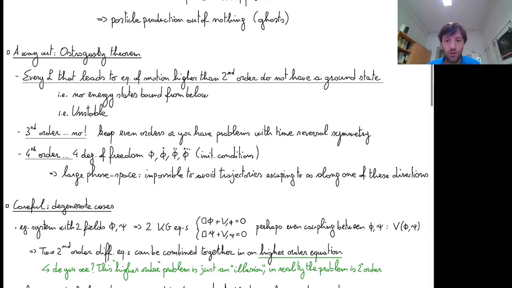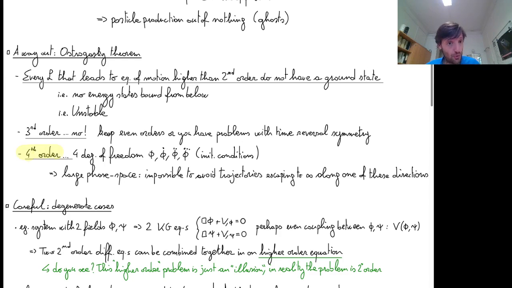Of course, I'm not going to prove this theorem, but I can give you an intuitive way of understanding why this comes about. For that, let's just take a theory which is of third order. That's not a good thing to do, because if you have odd orders, so 3, 5, 7, and so on, then you end up having a problem with time reversal symmetry. That's something you would like to avoid.